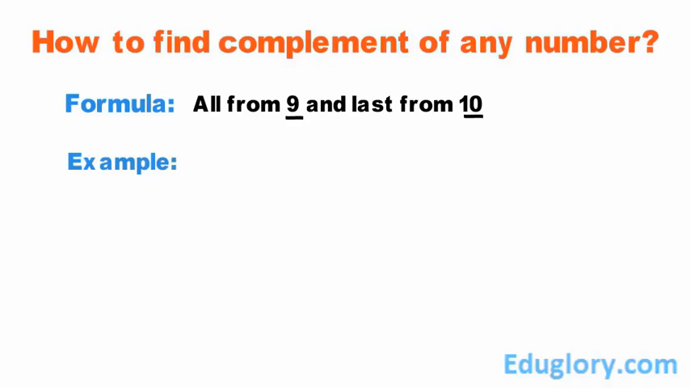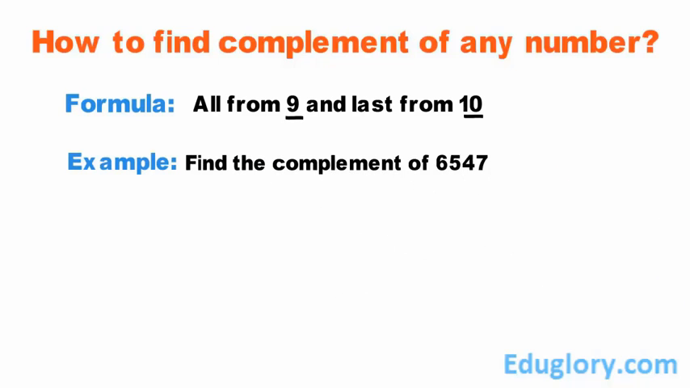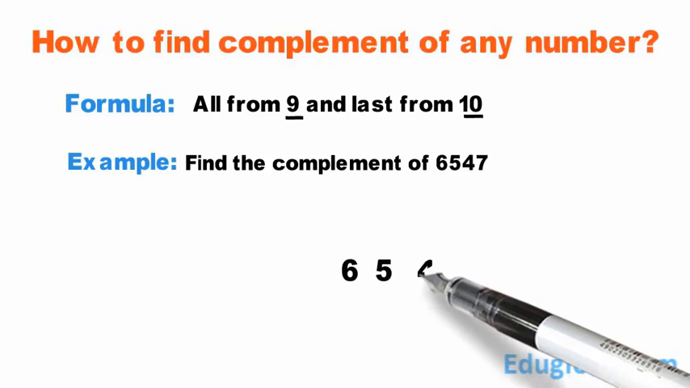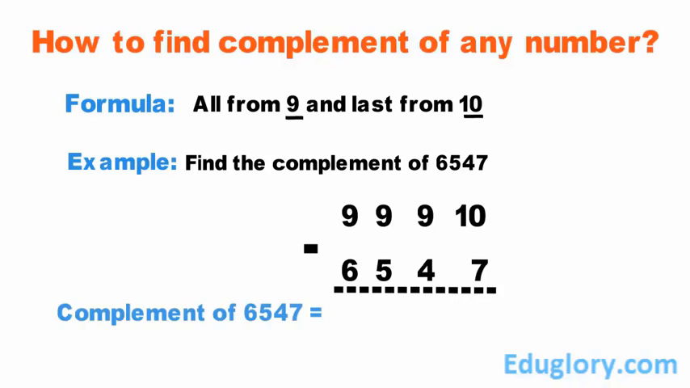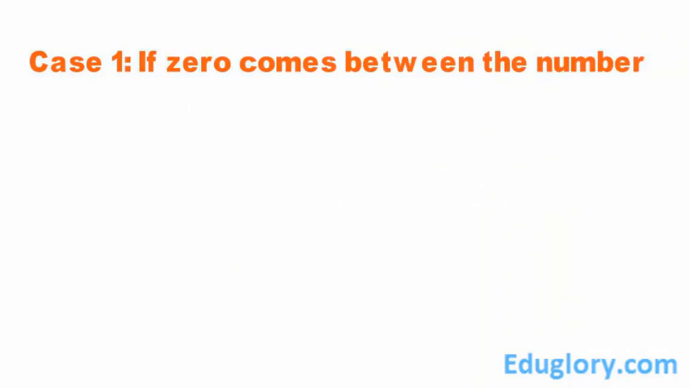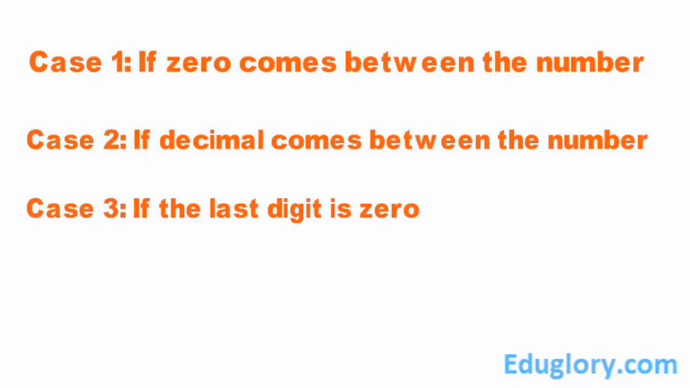For example, if we have to find the complement of number 6547, then we'll subtract the digits 6, 5 and 4 from 9 and the last digit 7 from 10. Therefore, the complement of number 6547 is 3453. While calculating the complement of any number, you may come across three possible cases.